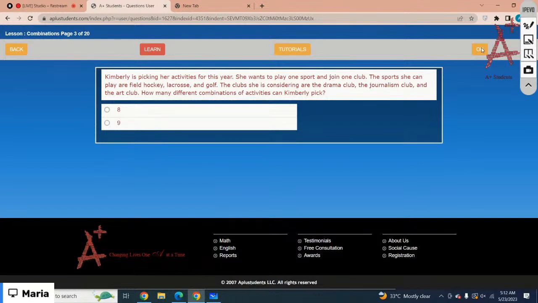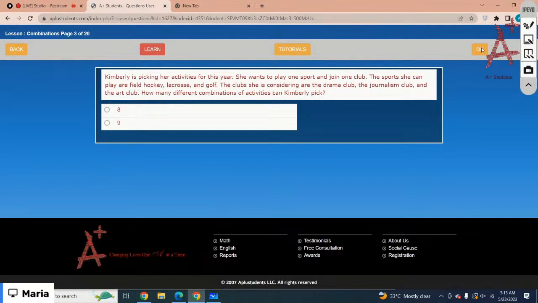Kimberly is picking her activities for the year. She wants to play one sport and join one club. The sports she can play are field hockey, lacrosse, and golf. The clubs she is considering are drama club, journalism club, and art club. How many different combinations of activities can Kimberly pick?